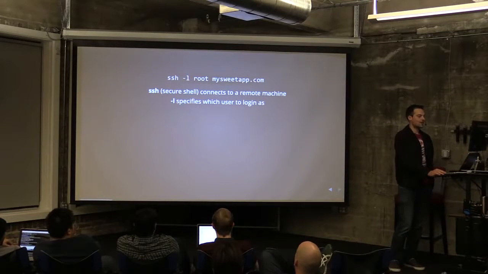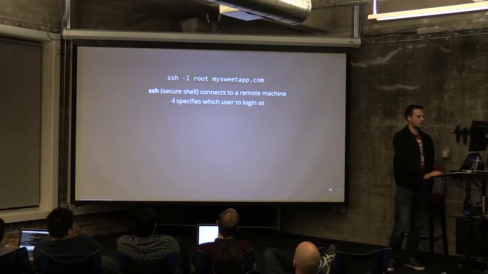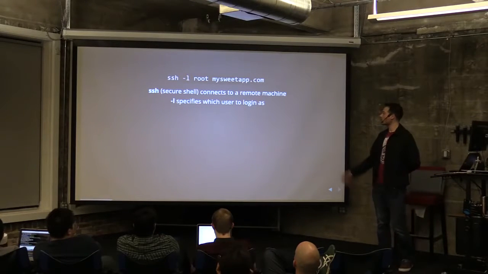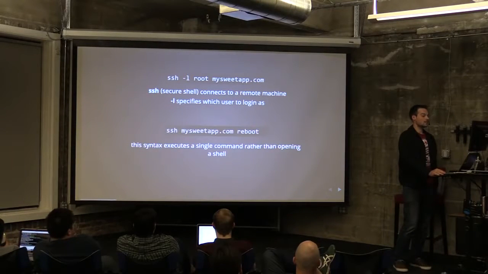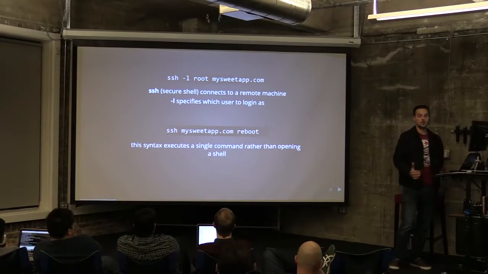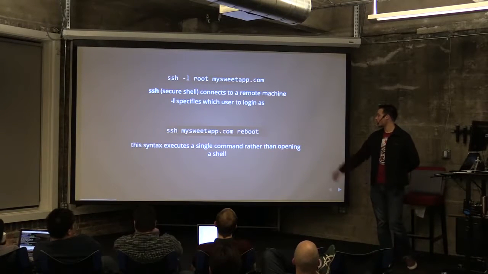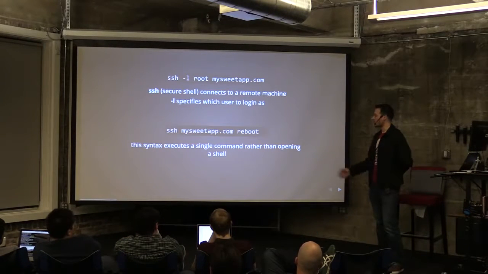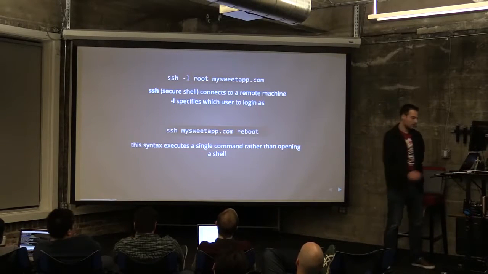The first tool that we're going to learn how to use is SSH. This will just connect you to a remote machine. The -l argument to SSH specifies which user you're going to use. So in this example, you would be logging in as root to mysweetapp.com. You also don't need to log in and open a whole remote shell. You could just run a single command. If you append the name or IP address or the URL of your machine with a command, that command will just be executed, and you'll be returned right back to the shell where you started.